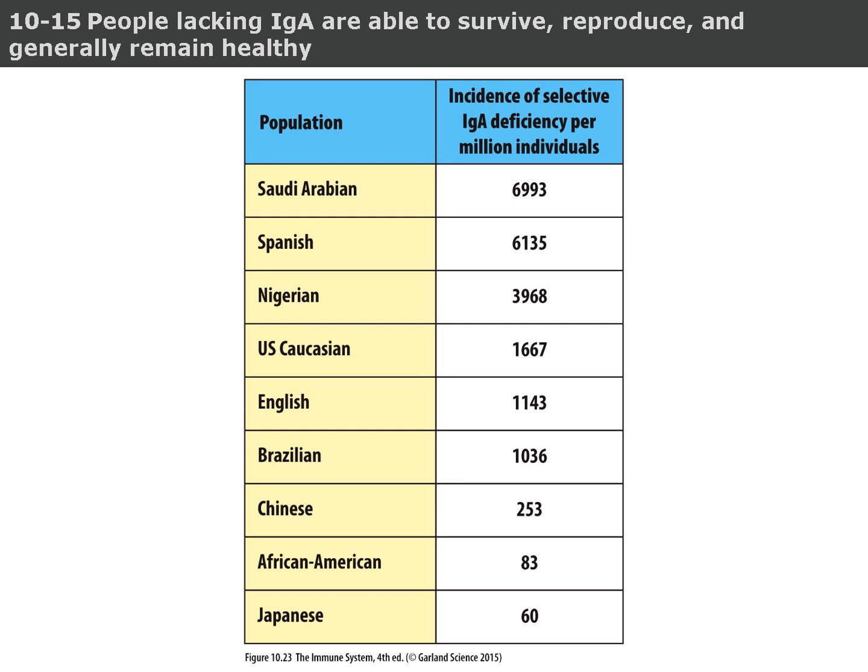The prevalence is also notable among Nigerians, with nearly 4,000 cases per million, and U.S. Caucasians at about 1,667. Meanwhile, the incidence declines in other populations, just over 1,000 per million in Brazilians, around 250 in Chinese individuals, and fewer than 100 cases per million among African Americans and Japanese individuals. Despite the variability in prevalence, most individuals with IgA deficiency lead healthy lives, underscoring the adaptability of the immune system and the redundancy built into human defenses.